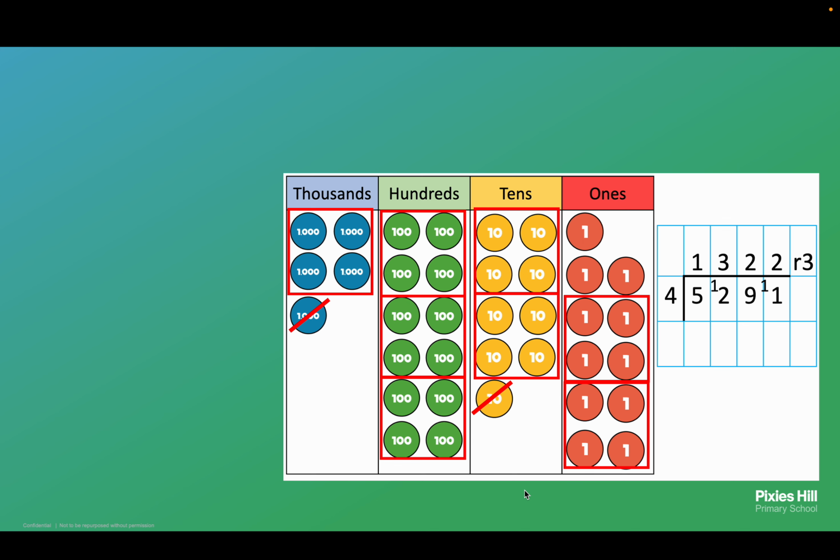On the pictorial example, we can see 2 groups are made, and this is recorded in the ones column in our answer. The remaining ones that cannot make a full group are written as remainders at the end of the answer using a small r followed by the number of remainders there are. On this occasion, there are 3. Therefore, the answer to 5,291 divided by 4 is 1,322, remainder 3.